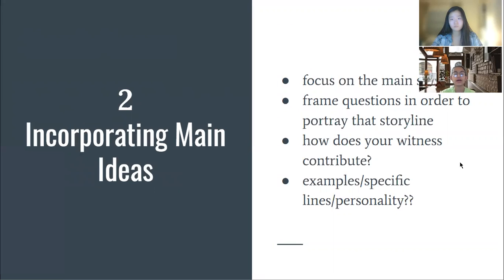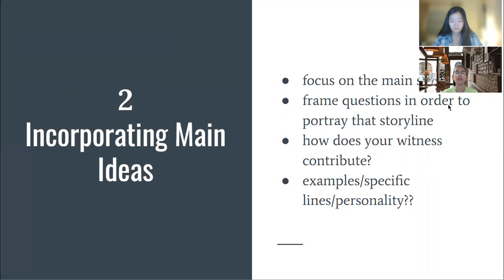So next we're going to talk about how to incorporate these main ideas. One thing you should always be focusing on is the storyline. So you want to tell a very clear story to the judge. You want to make it very obvious to them that this person is at fault or this person is not at fault. So you want to frame your questions in a way that will tell that storyline on its own.